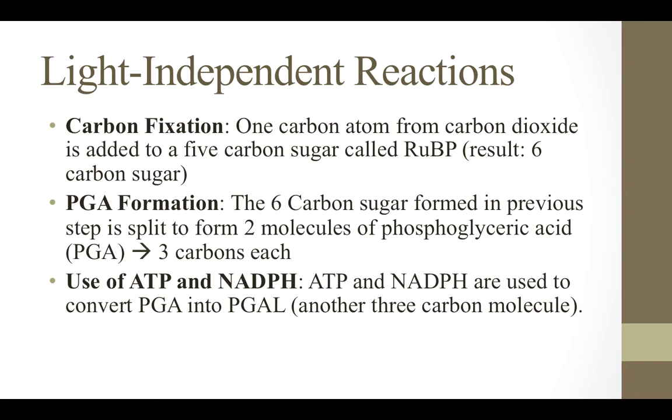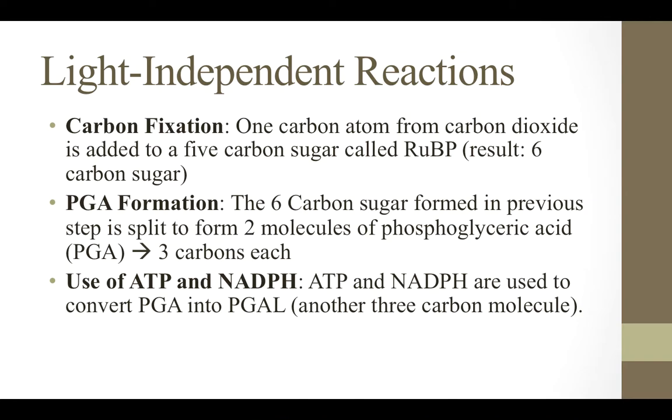So there are a couple of different steps of the Calvin cycle and the light-independent reactions. There's carbon fixation. One carbon atom from carbon dioxide is added to a 5-carbon sugar called RuBP. The result is a 6-carbon sugar. PGA formation: the 6-carbon sugar formed in the previous step is split to form 2 molecules of phosphoglyceric acid, PGA, which is a 3-carbon molecule. So 3 carbons each from that 6-carbon sugar.